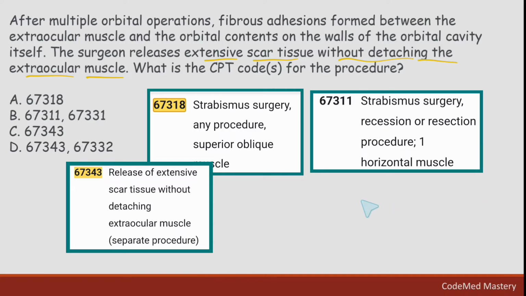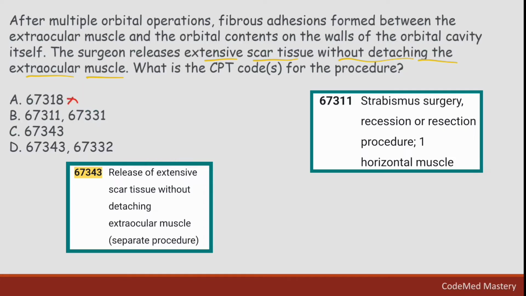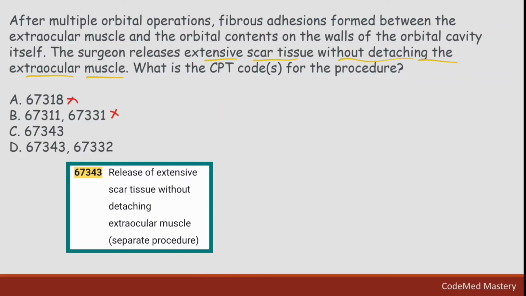We'll eliminate option A and option B because the code 67318 is for strabismus surgery, any procedure, superior oblique muscle. So that is not mentioned in the scenario, right? So eliminate option A. And option B, 67311, is for strabismus surgery, recession or resection, one horizontal muscle. In the scenario, they have not mentioned that. Okay. The right answer is option C.